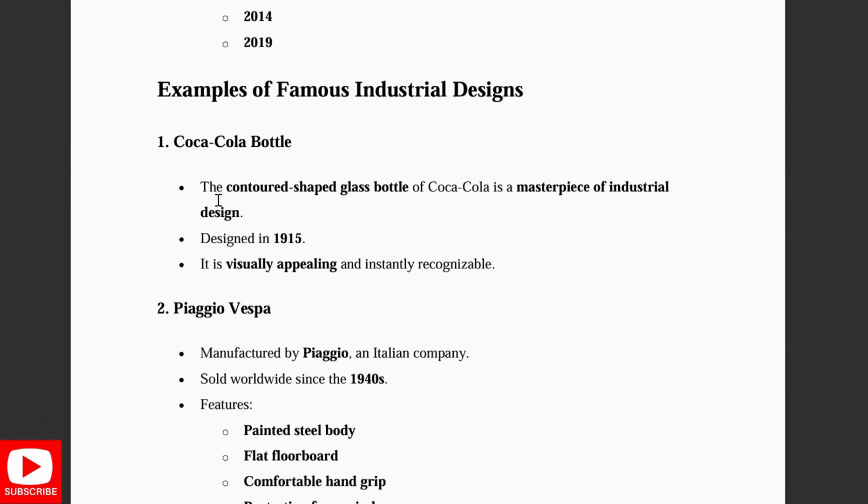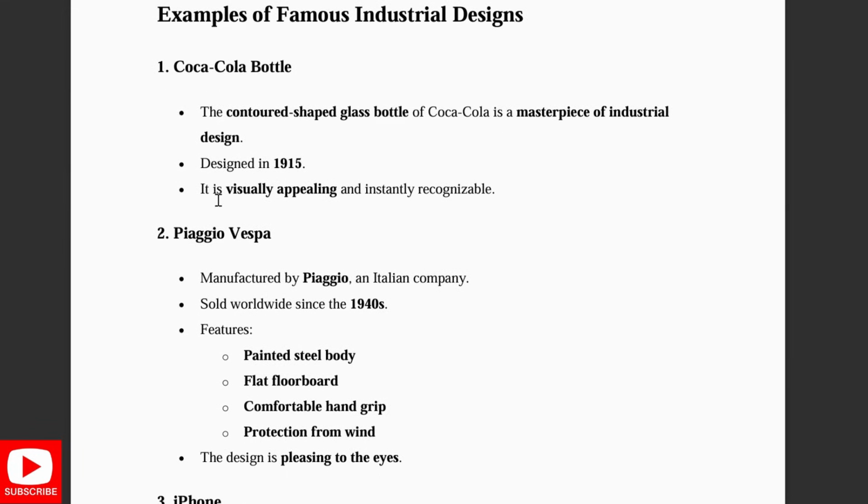Examples of famous industrial designs: the Coca-Cola bottle shape. The shape of the glass bottle of Coca-Cola is a masterpiece of industrial design. It was designed in 1915. It is visually appealing and instantly recognizable. So that is one creative thing that they have designed.